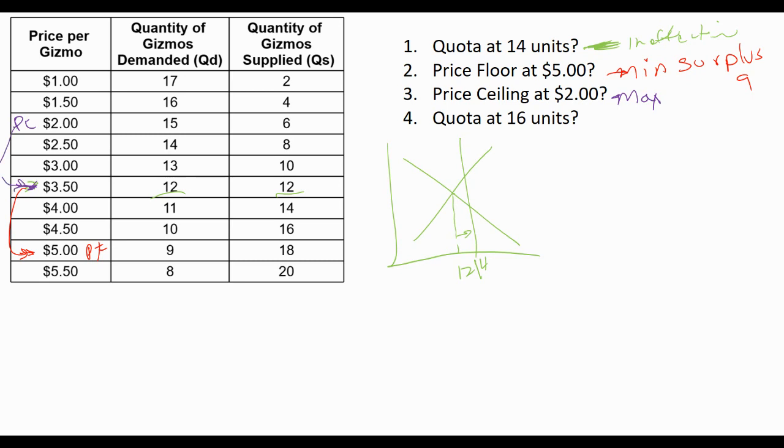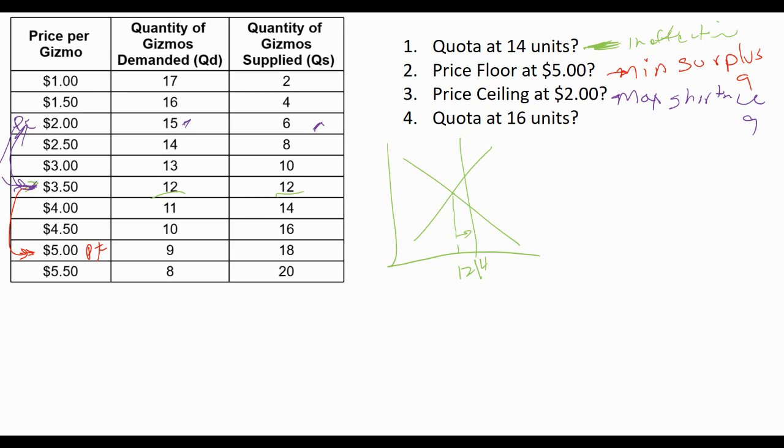But what would happen with a binding price ceiling at $2? They couldn't charge at 350. They'd have to charge that $2 because it's binding, right? It's binding. So what happens here? The quantity demanded is 15. The quantity supplied is 6. So what do we get here? We get a shortage of 9 units, right? 15 minus 6 is 9. Okay. So once again, when you have a binding floor or a binding ceiling, you get inefficiencies.